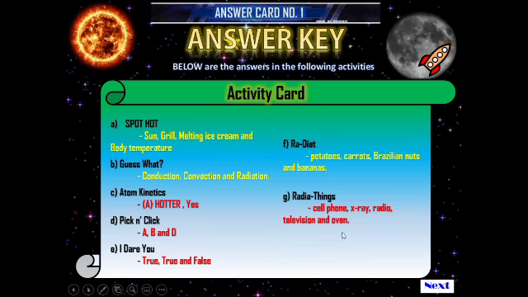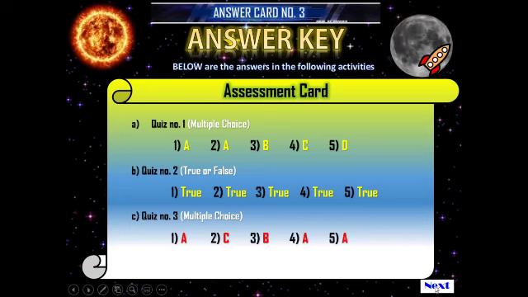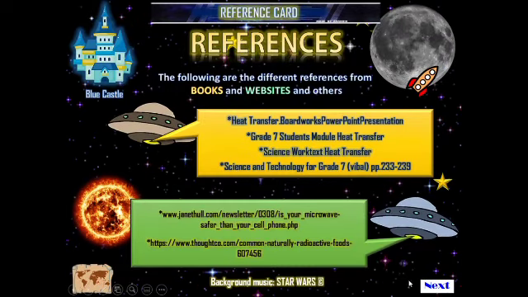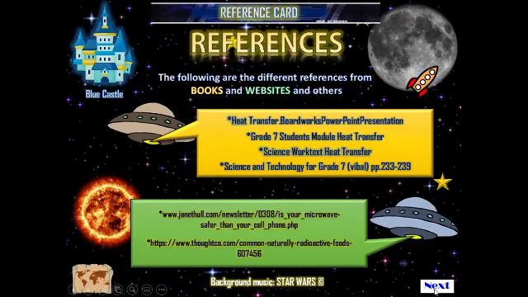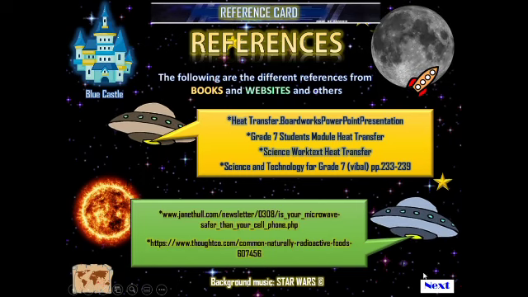Next is the answer card. These are the answers for the activity card. Okay, and we have answer card number 2 for the enrichment card. It's very important to also have the answer card for assessment, so that you will be able to check your students' assessment. This is important also, the references, the books and the websites where you get the information. And that's the end.